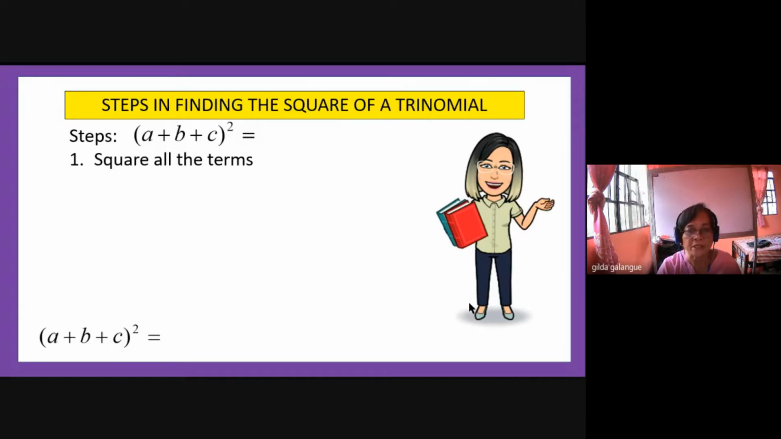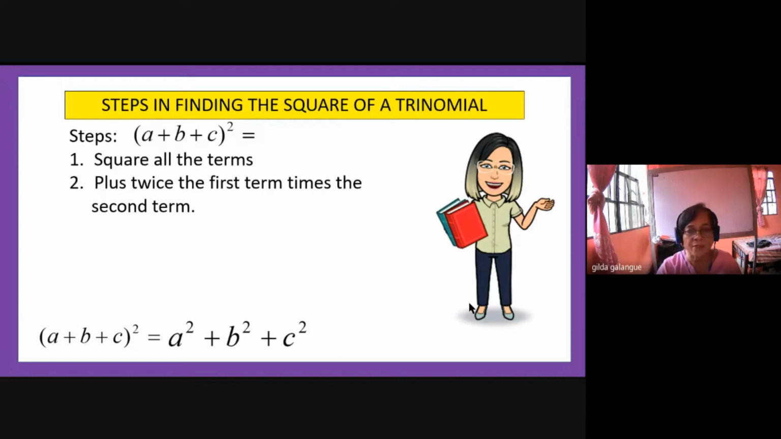What is our first term? Our first term is a. We need to square a. We need also to square b, and we need also to square c. So we have a squared, b squared, c squared. We are in the next step.